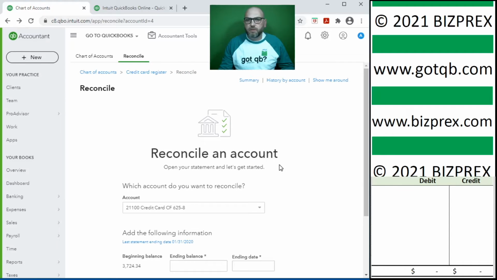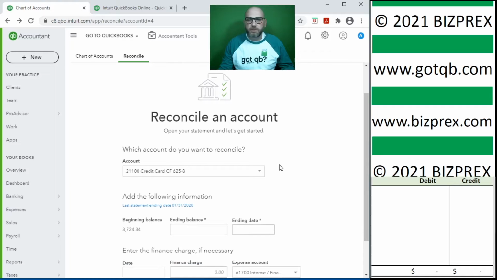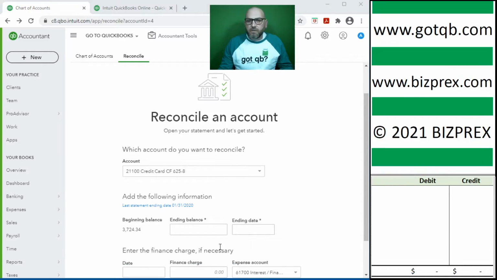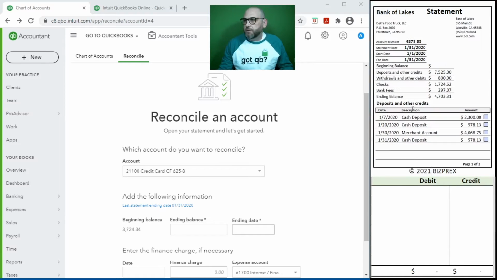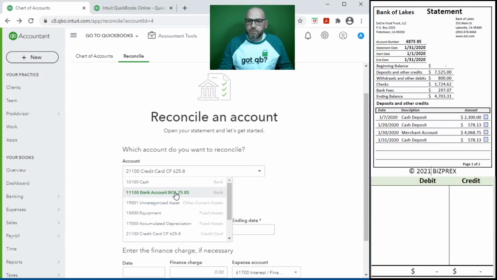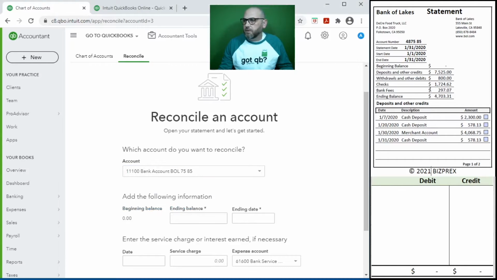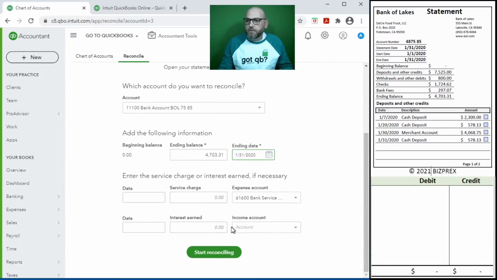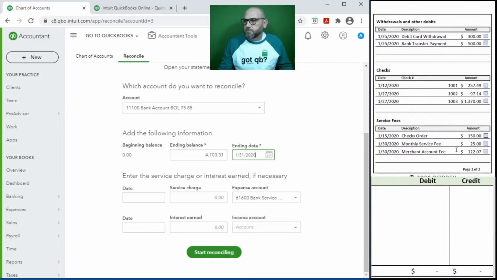Okay, we're going to go back and move forward with reconciliation of our bank account. Let's make sure we select the right one here. All right, our ending balance. Okay, ending date. Good. Do we have service charges? Yes, we do. $25 right here. Bank service fee.